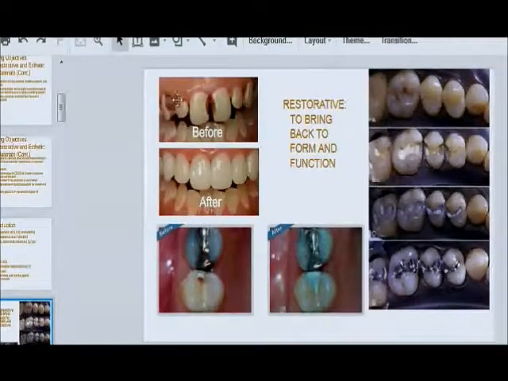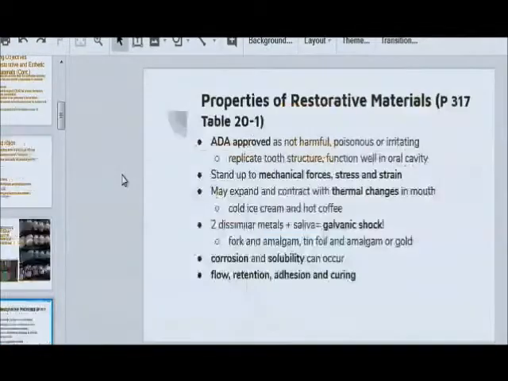So you can see the before here now and the after. Makes a huge difference when you see that, right? And then the before and the after on those. But as I was saying, these supplemental materials are placed before we put the filling materials in. And they help to make the tooth healthier.